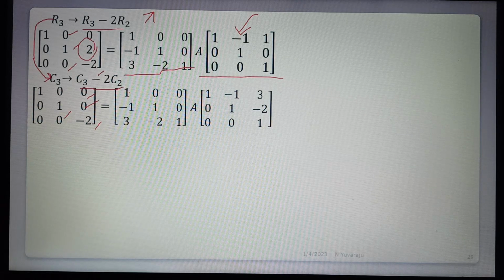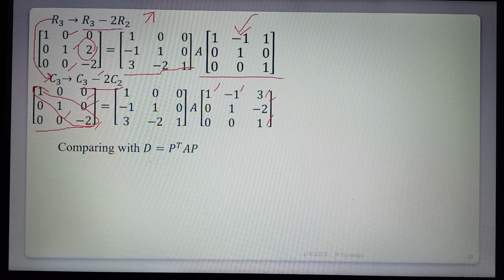So that is equal to 1 0 0, minus 1 1 0, 3 minus 2 1, A. Here C1 is the same, C2 is the same. C3 is C3 minus 2 C2, that is 1 minus, plus 2, plus 3. Then 0 minus 2, minus 2; 1 minus 0, 1. So this is the matrix. Observing here, this matrix is a diagonal matrix: all elements are 0 except the diagonal elements. This is the diagonal matrix D.